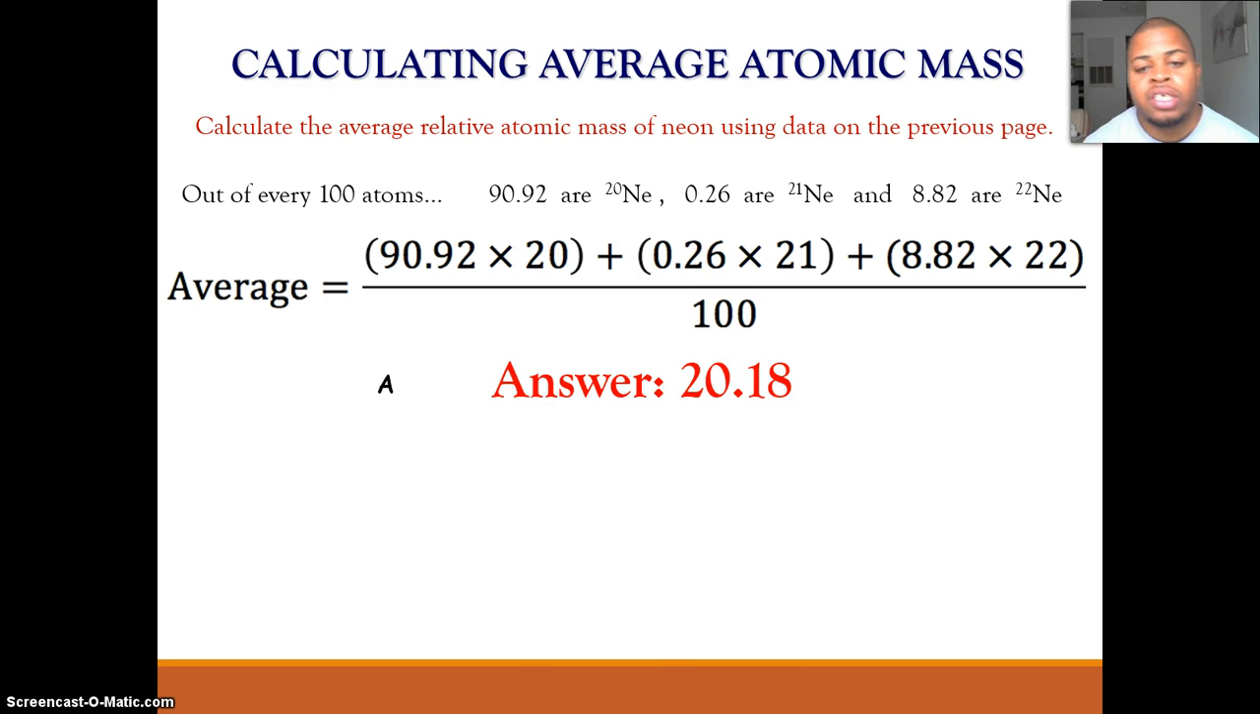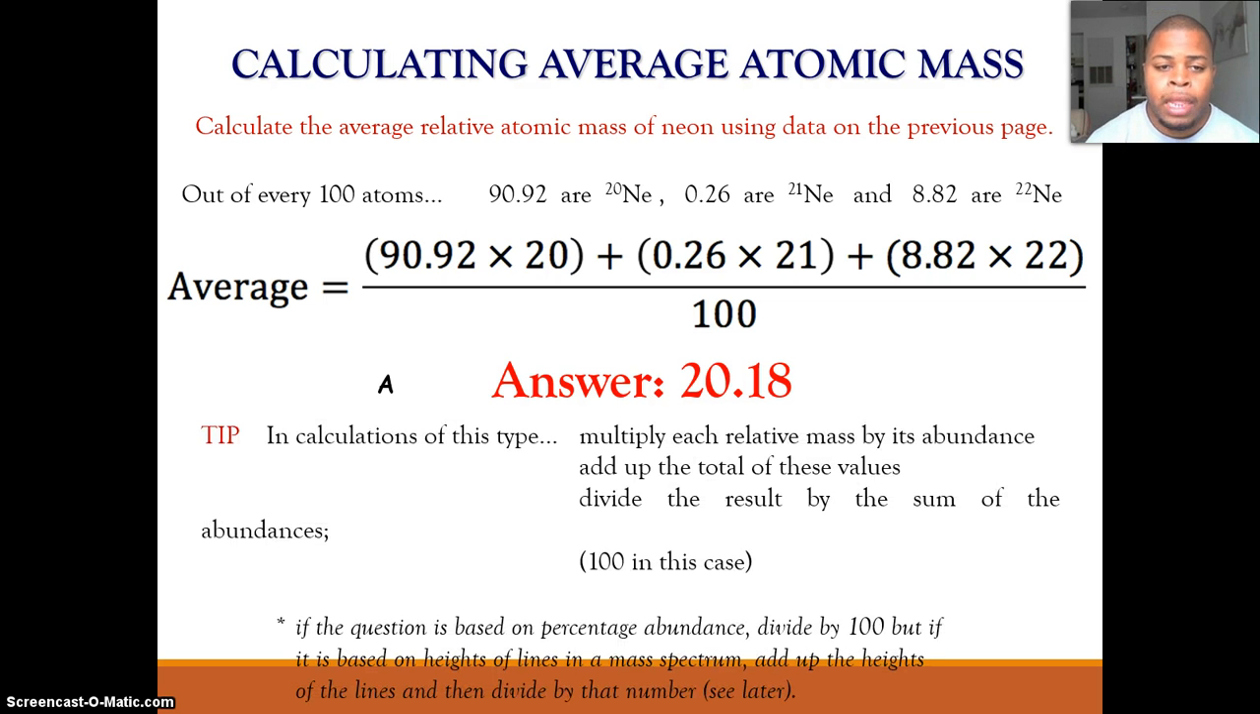Now, the answer that we're going to get after calculating this should be 20.18. Now, when we set this whole thing up, again, it was just to figure out what the average atomic mass is. If you look at the periodic table, you're going to find a value that's very close to this 20.18.